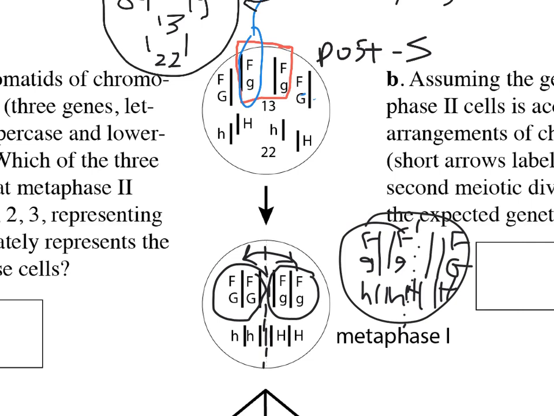This is important for meiosis, which is why I'm repeating this, because when we start talking about sex chromosomes, this is going to be really important. There are two different ways to arrange these chromosomes at metaphase.